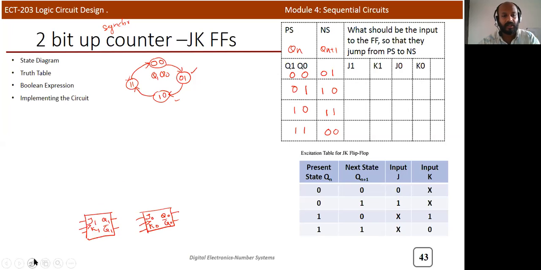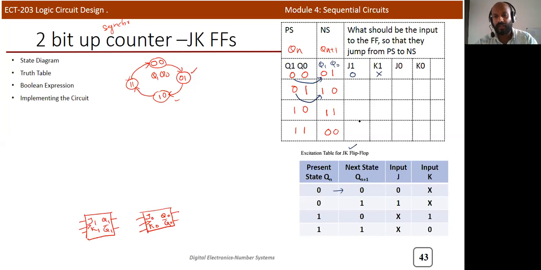Now we need to consider the excitation table of the JK flip-flop, because we want to implement using JK flip-flops. We know there is a transition of Q1 from 0 to 0. This is Q1 in the present state, and this is Q1 in the next state. When there is a change from 0 to 0, the JK input should be 0x. So you can write 0x for J1, K1.